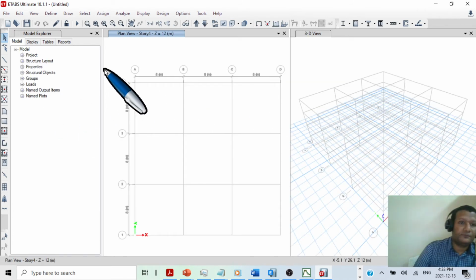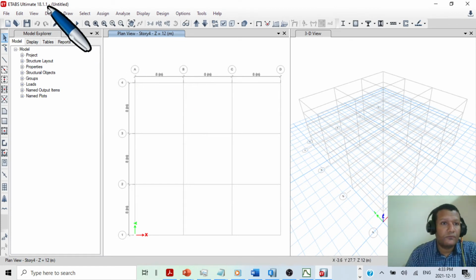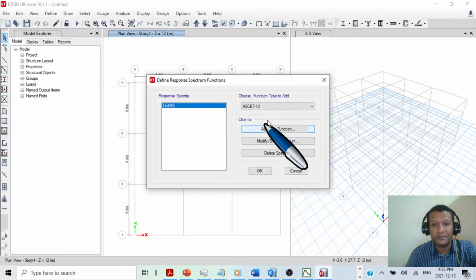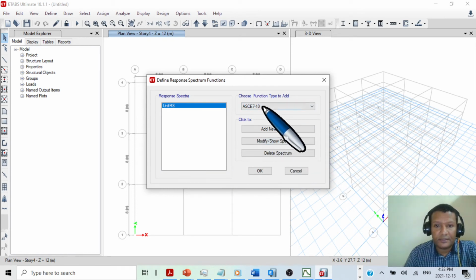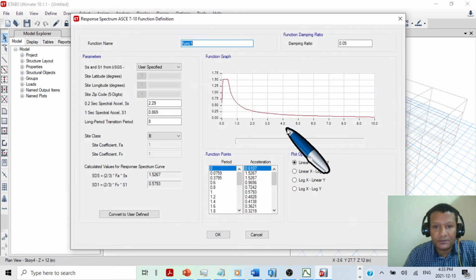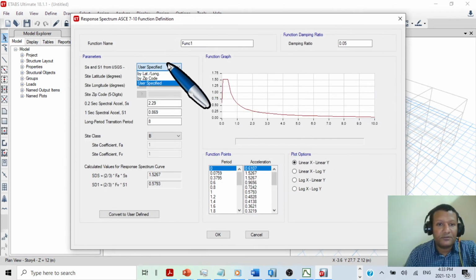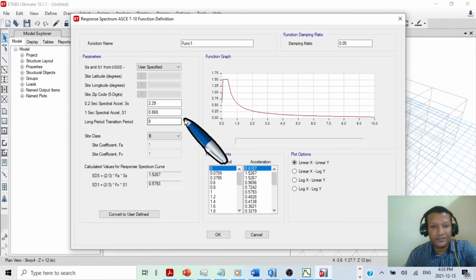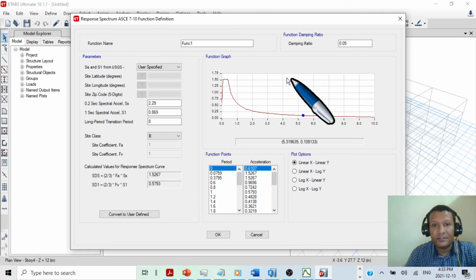Okay, now let's go define function response spectrum, add new function. For example, let's use from SS and S1. As we have seen, we have SS and S1. Let's say this is okay, and the longer period 8 seconds, and like this.